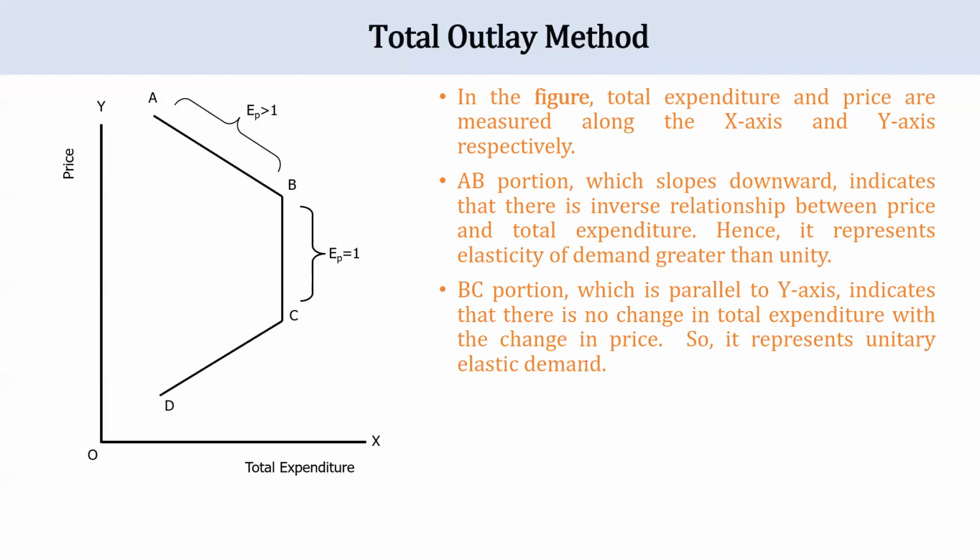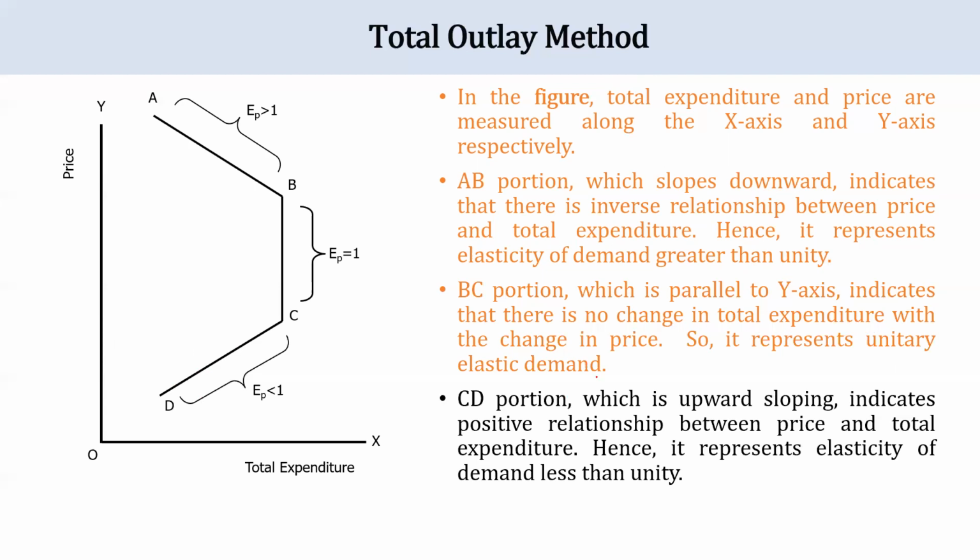And finally, the last case, that is the third case. This is the case where price is falling and total expenditure is decreasing, and there has been movement from C to D, and this shows a positive relationship between price and total expenditure. So it is the case of EP less than 1. So these are the three possibilities that this law, that is the total outlay method, shows.